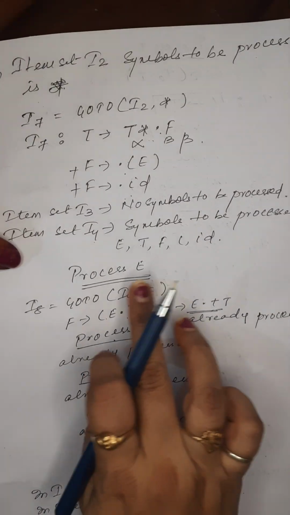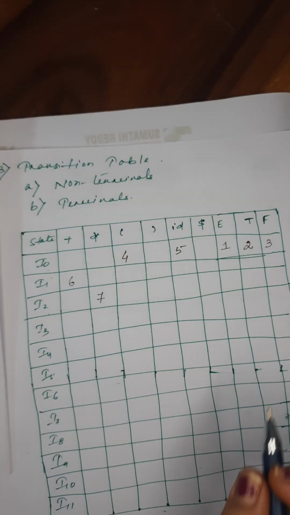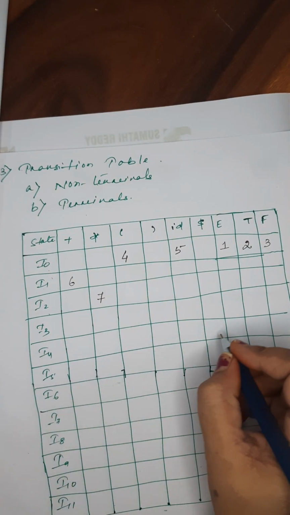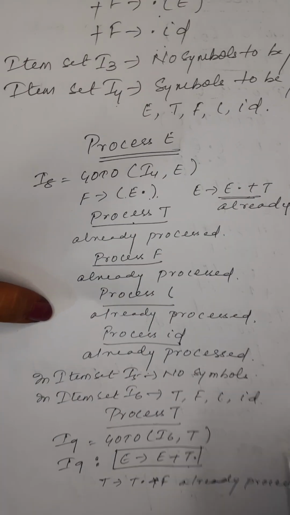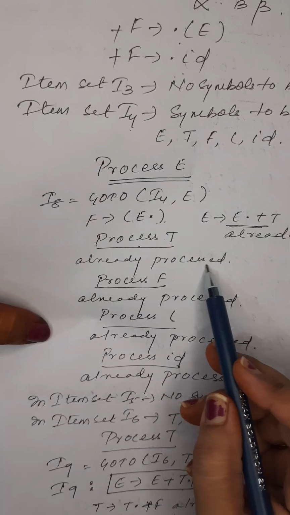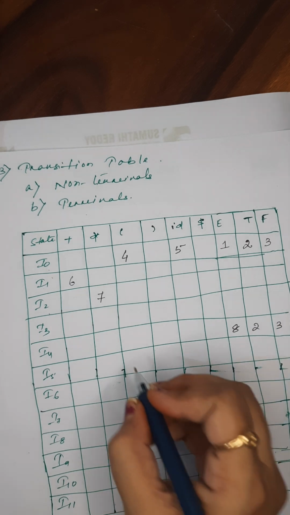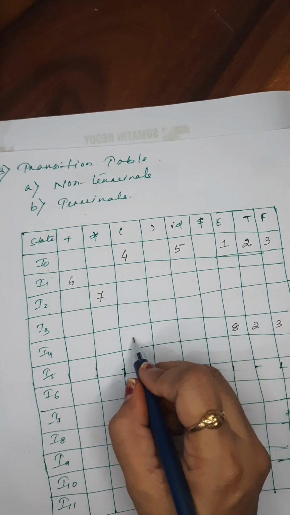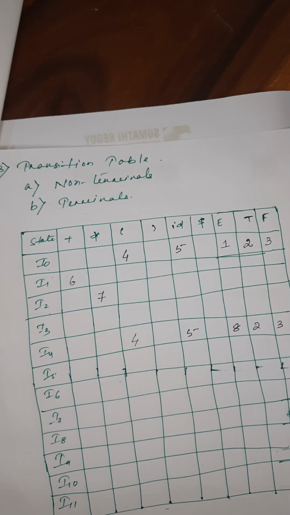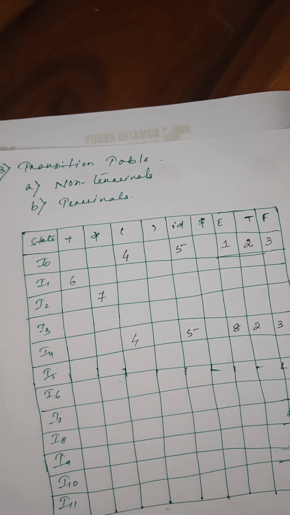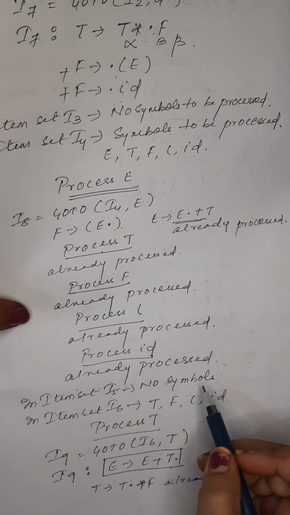Coming to I4, again E, T, F, opening bracket, ID. E is now processed in 8, so for I4 under E I will write 8. And F and T are already processed, that means the same item sets 2 and 3. Then opening bracket and ID are also the same, so 4 and 5. For I5 also there are no symbols, so we will leave the entire row empty.